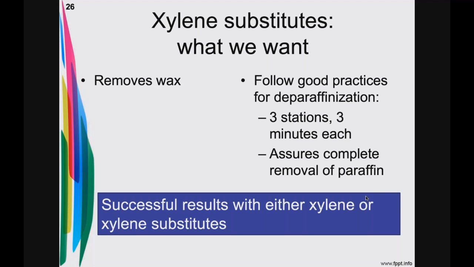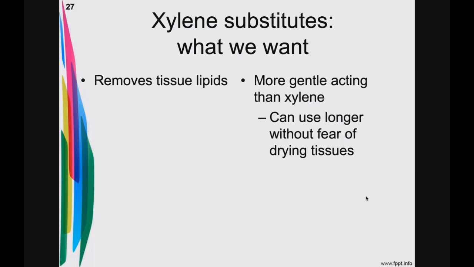So let's take a look at what we want xylene substitutes to do, and how we use them. Obviously, the first step we want it to do technically is remove the wax. If you follow the general good practices of deparaffinization that was set up for xylene, which was three stations of xylene, 3 minutes each, the xylene substitutes have been tested and marketed to do it that way. I don't care if it's chloroform, aliphatic hydrocarbons, or limonenes, they all perform perfectly in terms of removing wax.